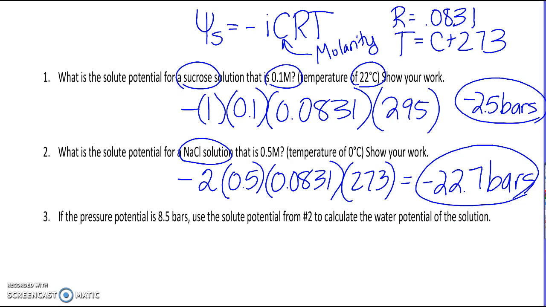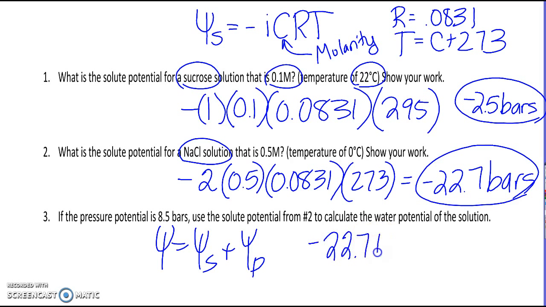The last question, they said, okay, they want to know what the water potential is. The water potential is the solute plus the pressure. They want you to use the solute from question 2 that we just did. So negative 22.7 plus the pressure is 8.5 bars, which would make the final water potential negative 14.2 bars.